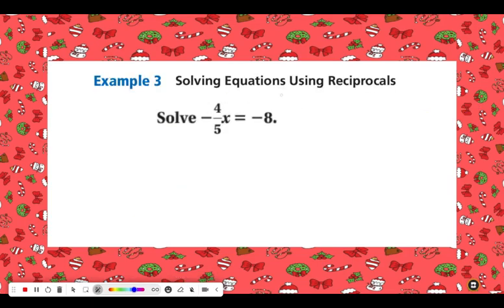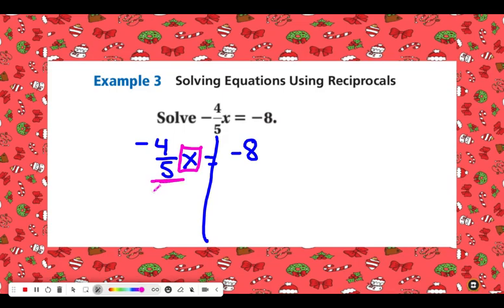Okay, solving equations using reciprocals. So let me rewrite the equation. Negative 4/5 times x equals negative 8. Okay. So we know we're going to work on the side where the variable is. The opposite of multiplication is division. So we can divide by negative 4/5.